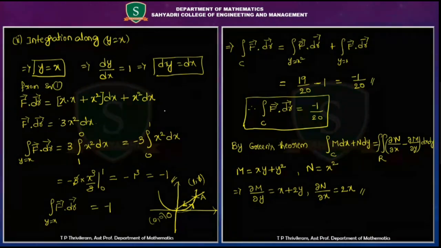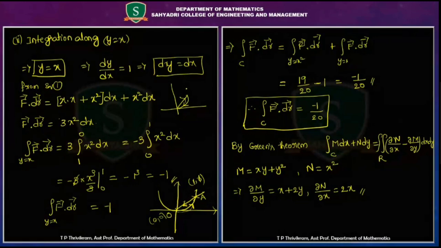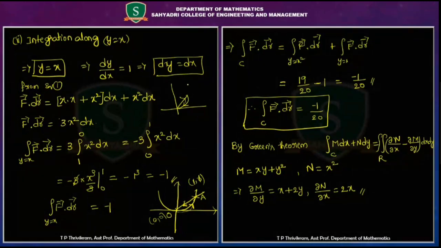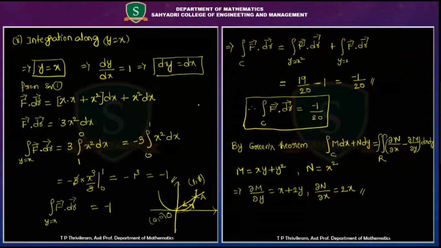If you want, you can check. First, you can go in this direction and then come again in this direction. That is also fine. That means for the first integral you have to do it for y equal to x and the next integral you have to do it for y equal to x square. That also will work out. Clear? Is it fine? Doubt got clear?